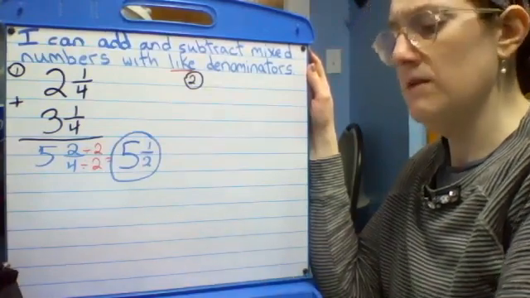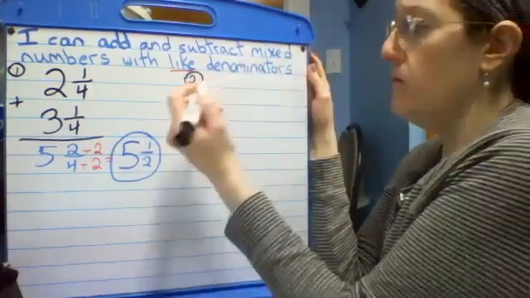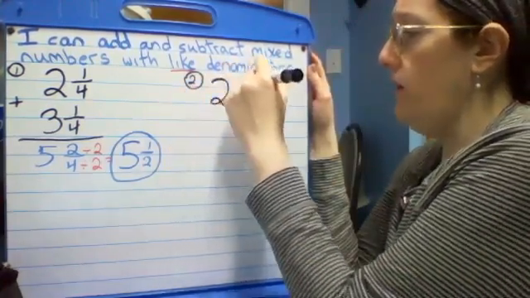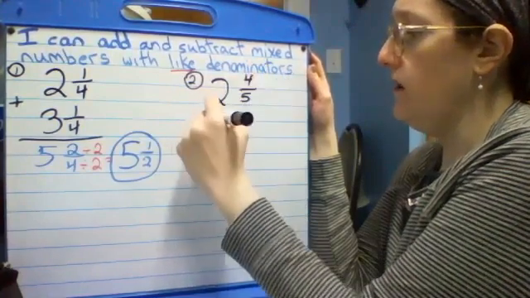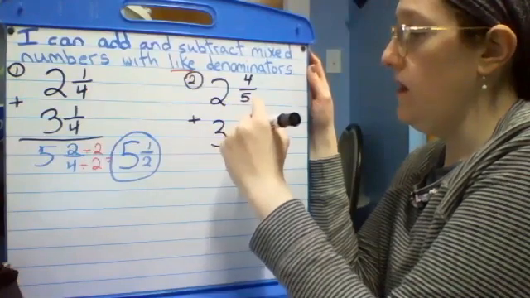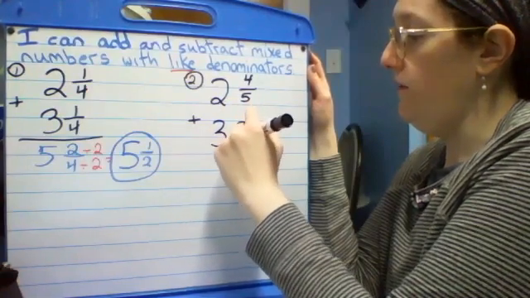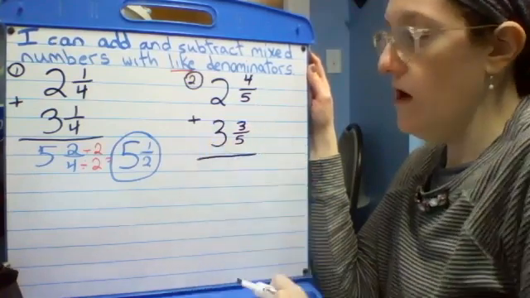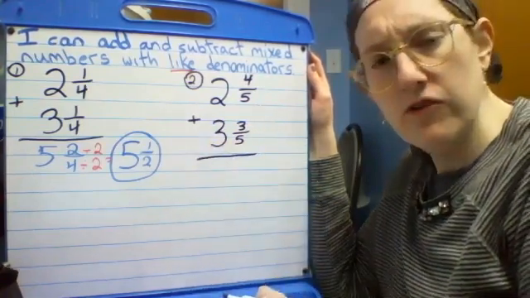Number 2, we're going to make it slightly different. Number 2, let's try 2 and 4/5 plus 3 and 3/5. So right now, pause the video and try this one on your own. See what you get.